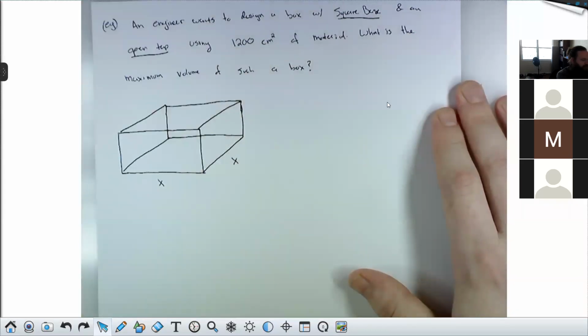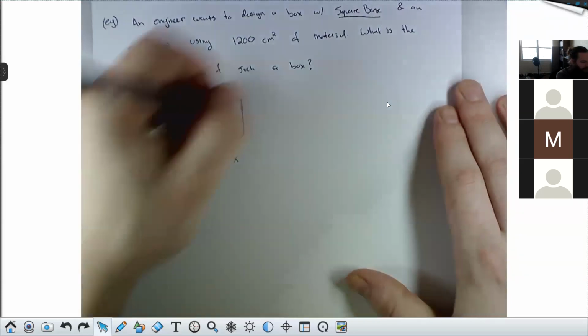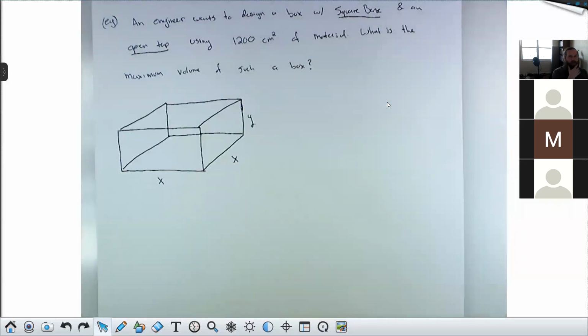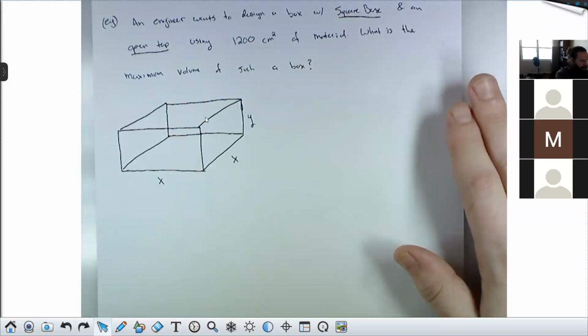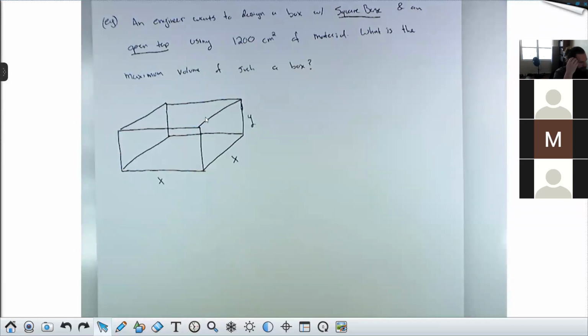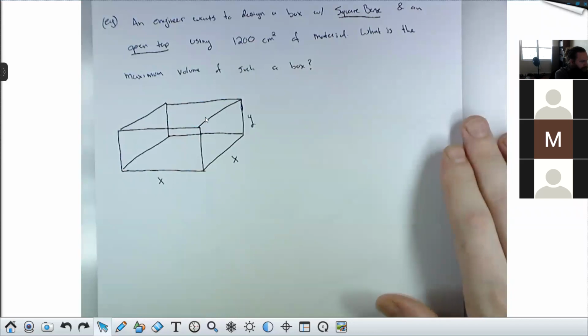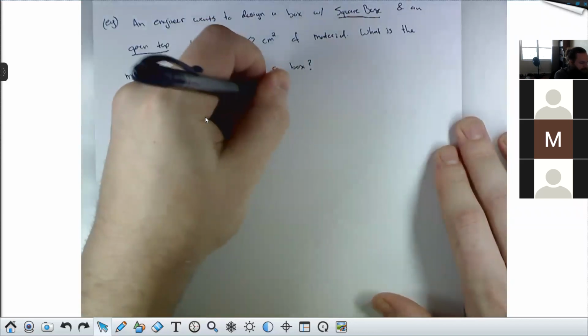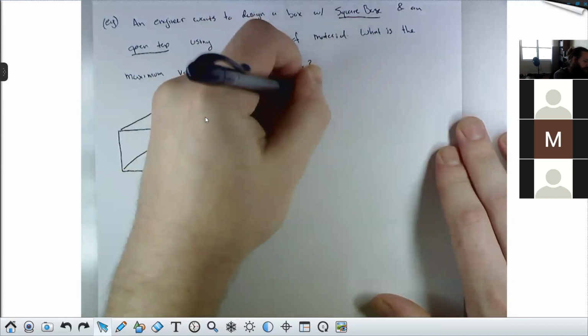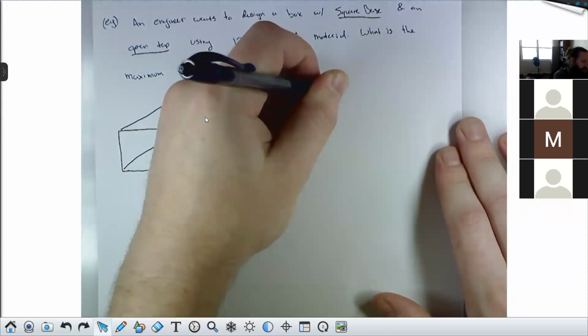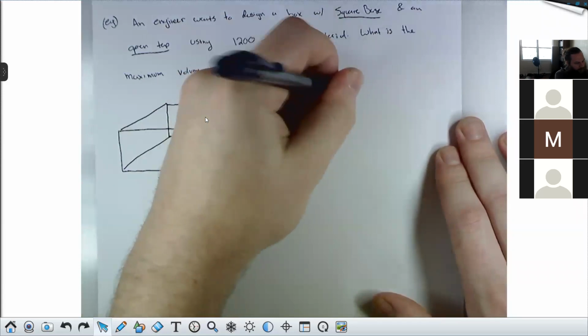All right, that's about as good as I can draw that. So the height is allowed to be some other thing, but the base has to be square, which means the side length here and the side length here have to be the same. The top is open, so I'm not worrying about anything related to the top. The thing I want to maximize is the volume.